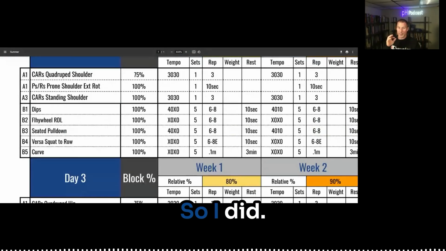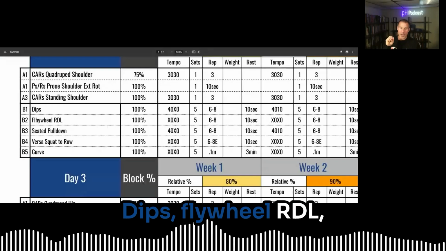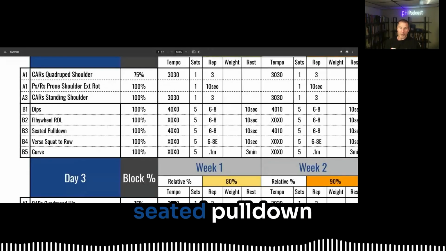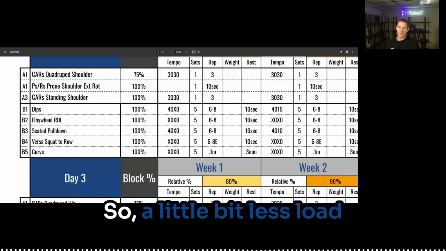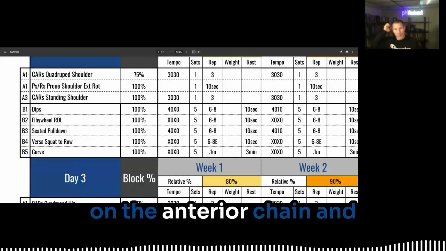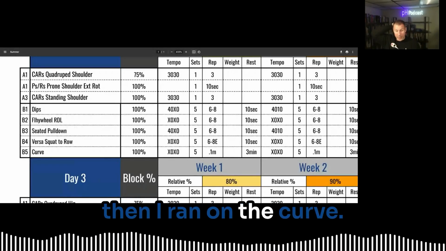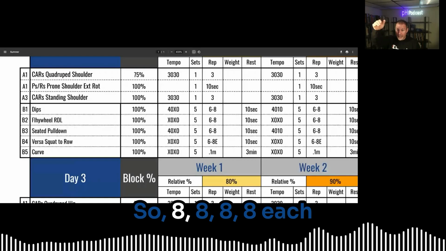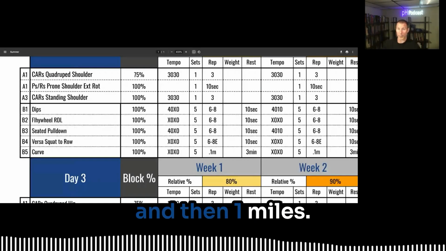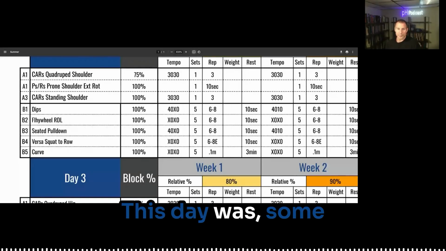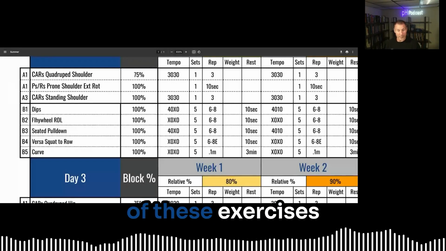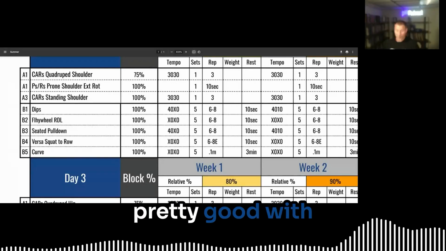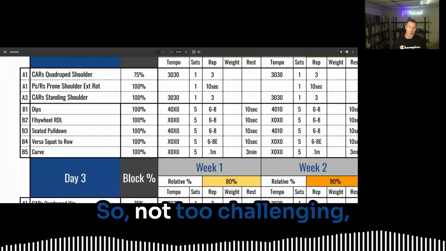So I did dips, flywheel RDL, seated pulldown versus squat to row, so a little bit less load on the anterior chain, and then I ran on the curve. So 8, 8, 8, 8 each, and then 0.1 miles. This day, some of these exercises for me, like dips, I'm pretty good with body weight exercises, so not too challenging.